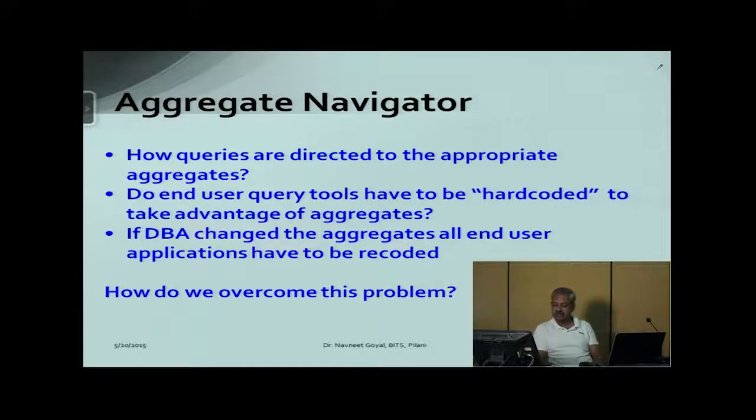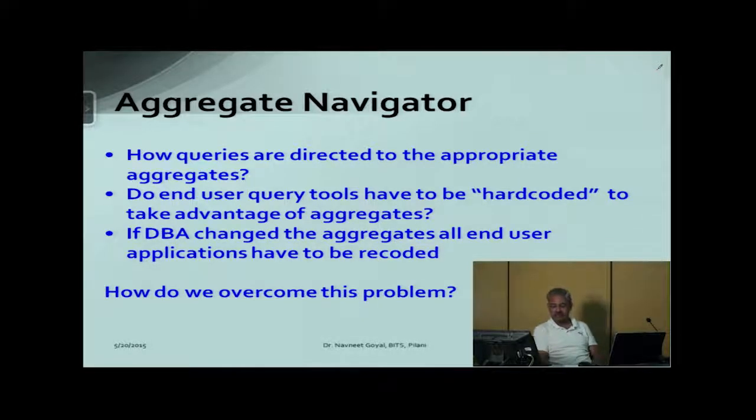So the question is, do end user query tools have to be hard coded to take advantage of aggregates? Suppose I know that a particular aggregate exists in the database. Should I be hard coding that in my query or in my application, so that I can leverage it directly? It sounds like a very good proposition: I know that this aggregate exists, I put it directly in my query, and it is used because it is available, and my query gets answered very, very quickly, because everything is pre-computed in it.